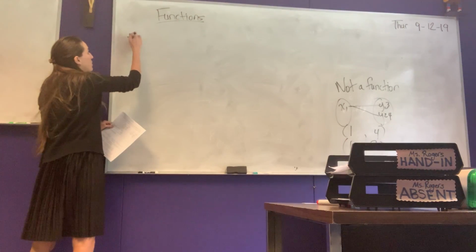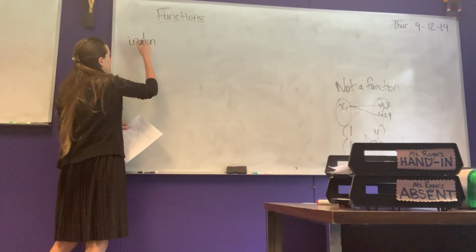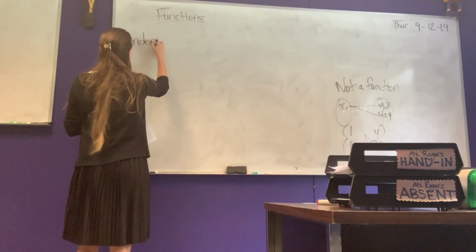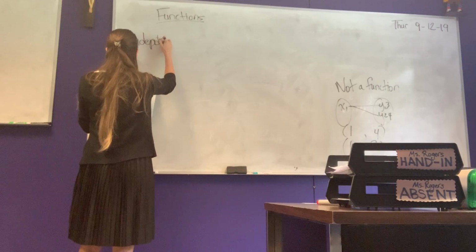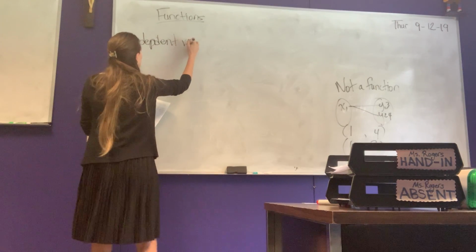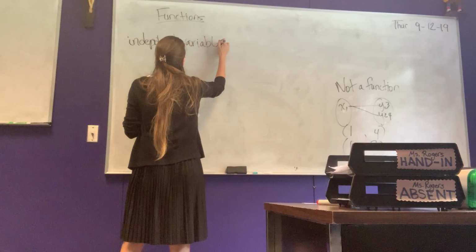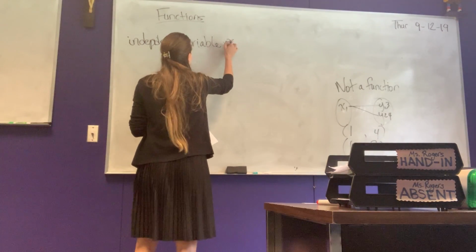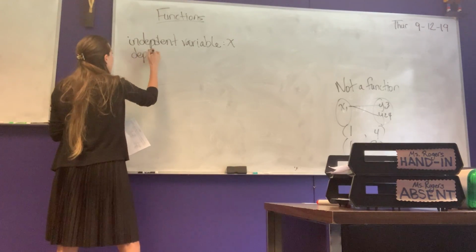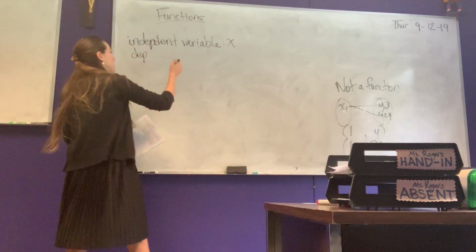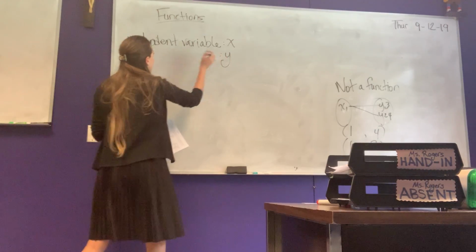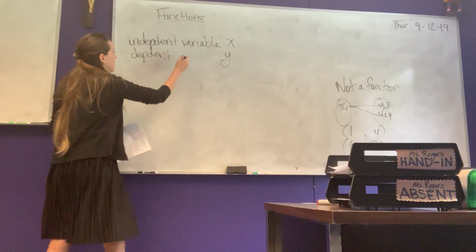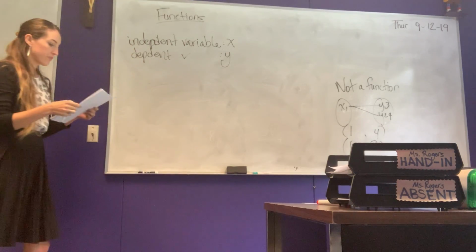So, quick review. What's our independent variable? Here are your choices: X or Y is your independent. X, you got it. Good thing we're reviewing. Dependent. What depends on the X? The Y. Go ahead and give yourself that little reminder. Dependent is going to be Y.